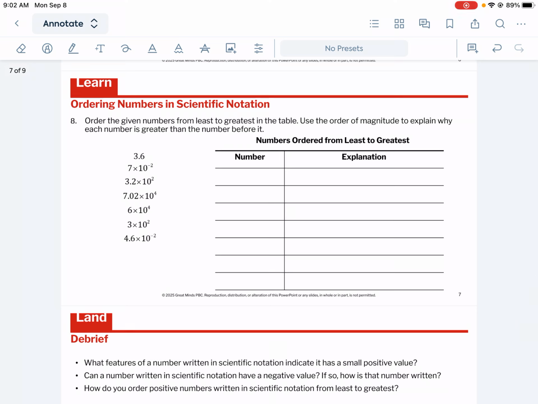Okay, for number 8, it wants us to order a bunch of numbers that are written in scientific notation from least to greatest. Normally, I would tell you to convert all of these numbers into standard form, meaning take them out of scientific notation so you can see clearly what the actual number is. If that's easier for you to do, just to keep from making mistakes by accident, I highly encourage it. But if you don't feel like doing all that work, I'm going to show you another way to do it.